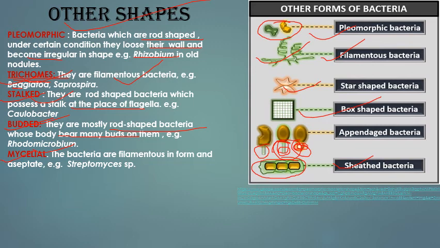Next is mycelial. Mycelium is a term which is used in case of fungus. So fungal hypha. Hypha is a single cell of fungus. We can say a small thread-like structure in fungus is known as hypha. When many hypha combine, they form a complete structure which is known as mycelium. So these thread-like structures which combine to form this structure mycelium. So all the bacteria which are filamentous and aseptate, those bacteria are commonly known as mycelial bacteria. For example, Streptomyces.